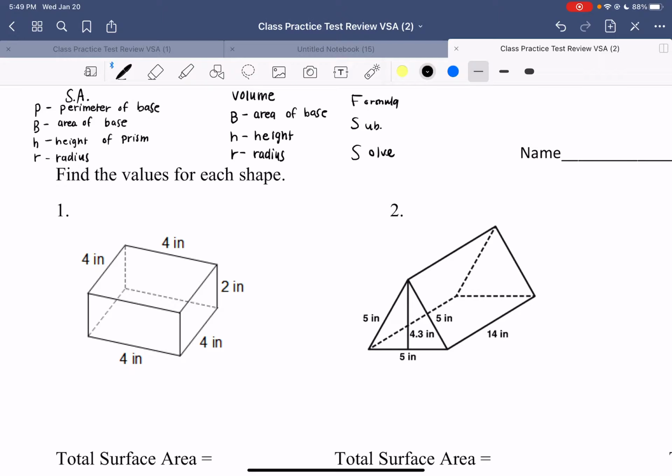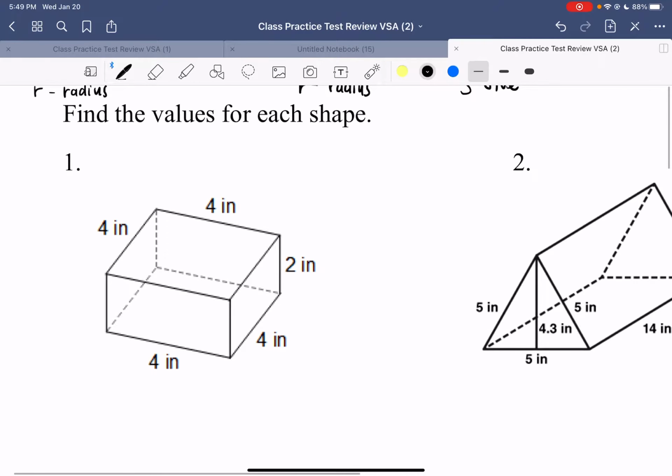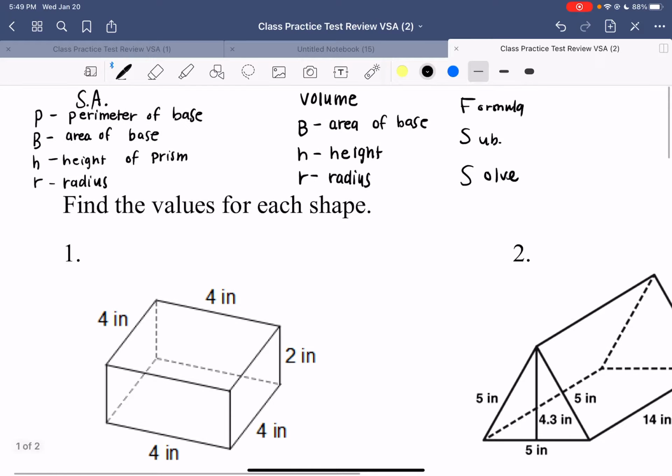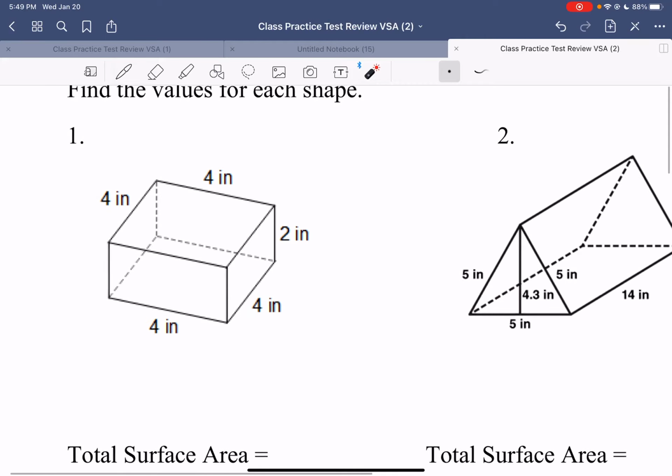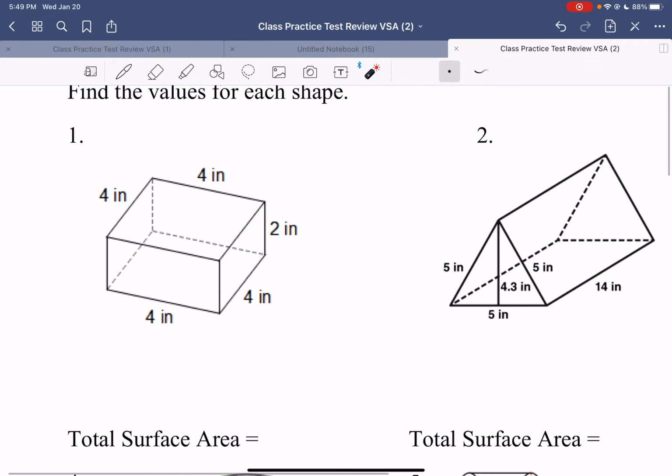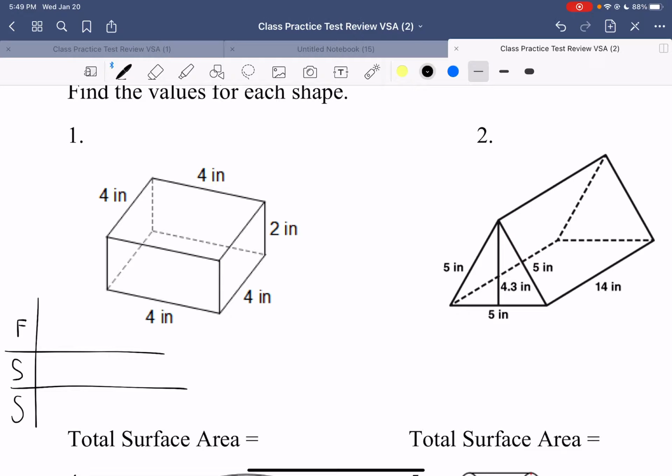So for a rectangular prism, all of this right here is going to go away, but it should be written on your paper. I'm going to scroll up so that I have more room to work this. Total surface area of a rectangular prism. Our formula is going to be surface area equals the perimeter of the base times the height plus 2 times the area of the base.